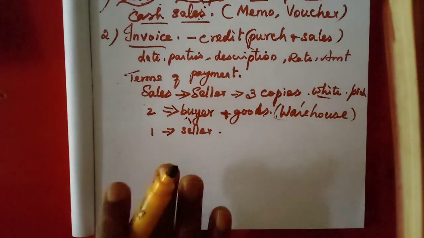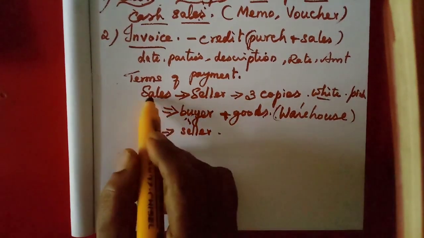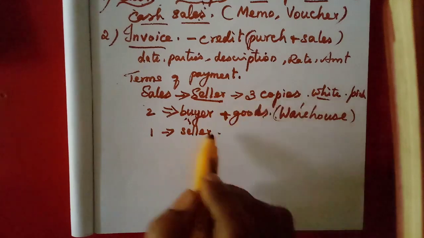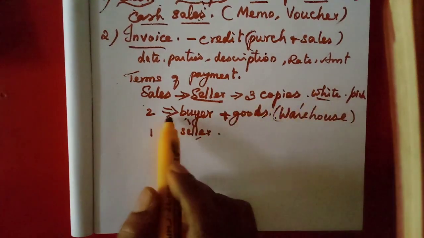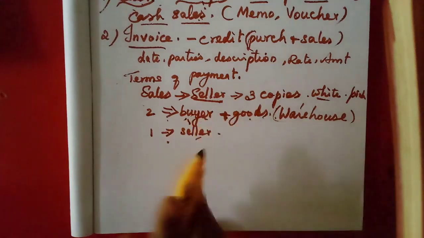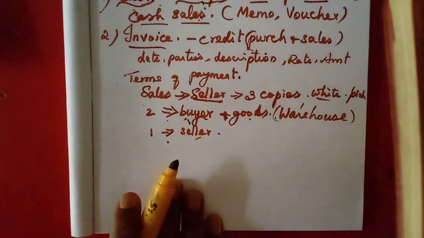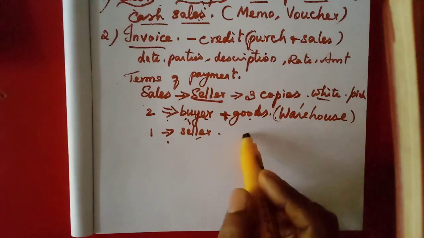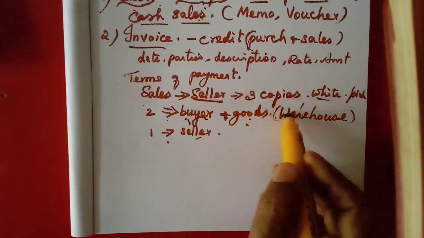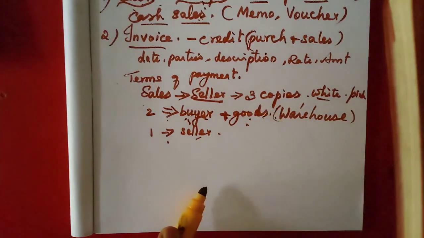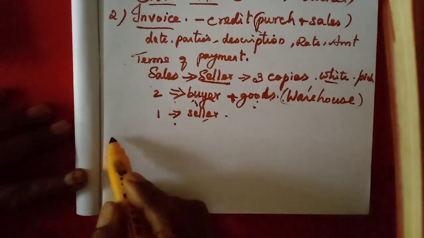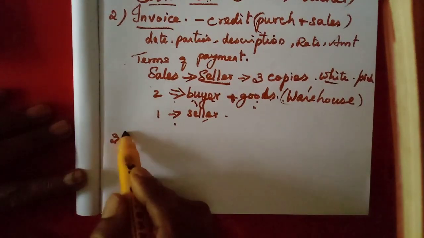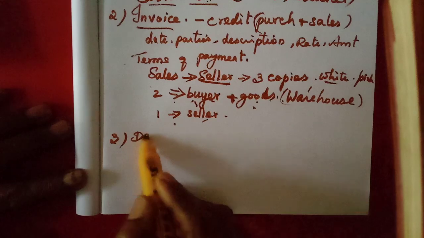So the invoice, who will prepare? The seller. In 3 copies, 1 will be retained by him. The other 2 copies will be sent to the buyer along with the goods. When they deliver the goods, they have to check. So there they will check and receive the goods, whether the goods are as per the invoice. Understood now? The invoice.